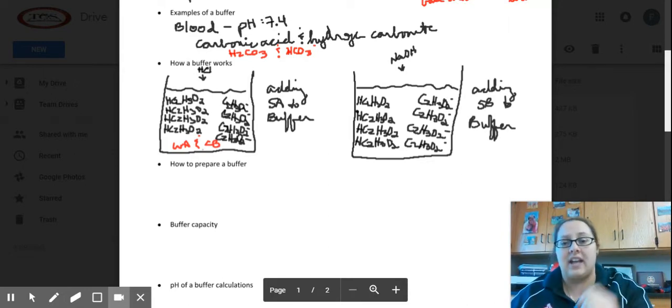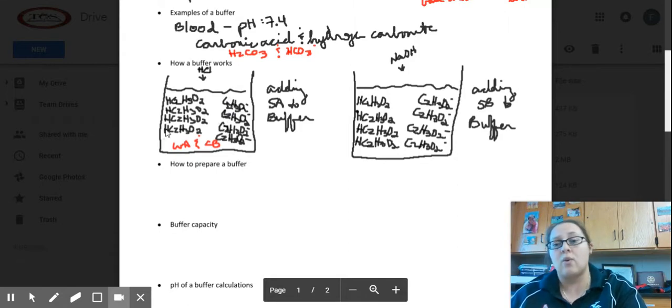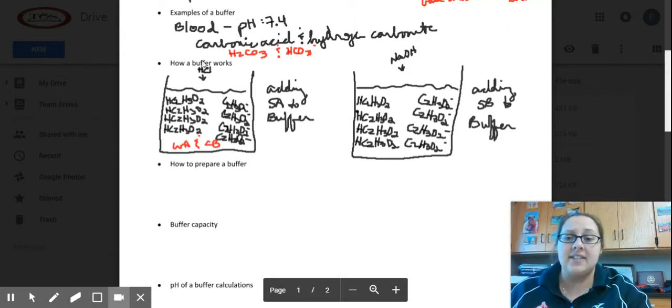If I add a strong acid, in this container I'm adding a strong acid in the form of HCl. It is going to have one of these components neutralize it. Basically, I'm going to have a reaction between this strong acid and one of these things, either the conjugate base portion or the weak acid portion. HCl, if I put it in water, because it's a strong acid, is going to dissociate into H plus and Cl minus.